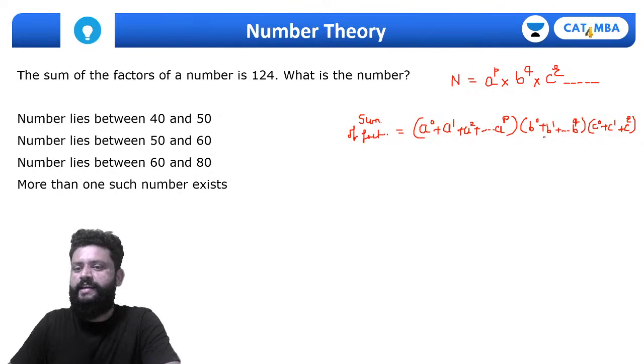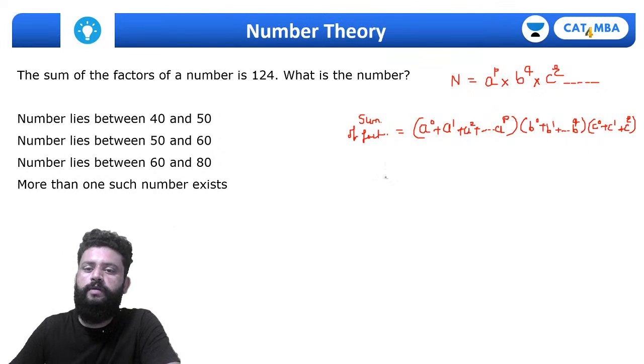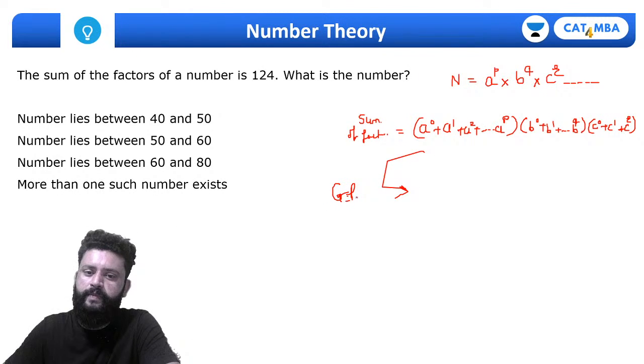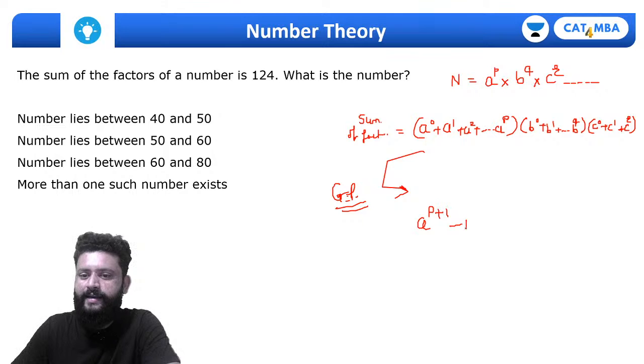Those who have joined late, will you be able to remember this formula? और इसका एक modified चीज है, ये geometric progression है और geometric progression का addition सबको पता होगा। It is a to the power p plus 1 minus 1 upon a minus 1.